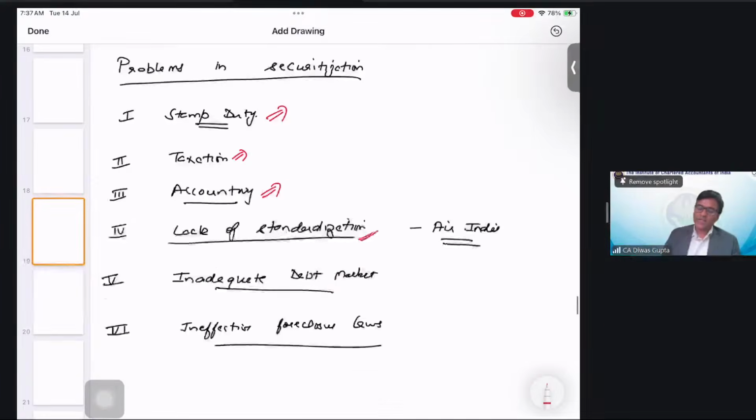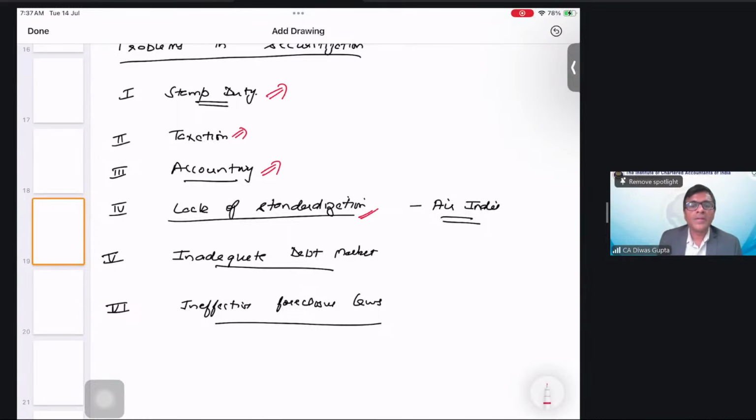Then there is a lack of standardization. Since there is no standardized method to do so, different companies resort to different ways of working depending on how they want to do this.